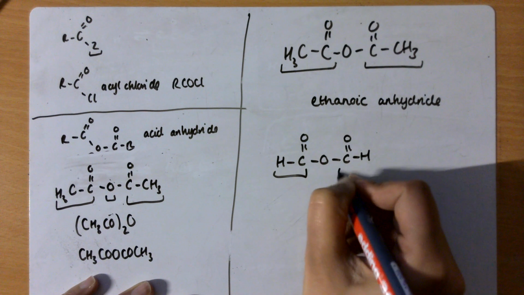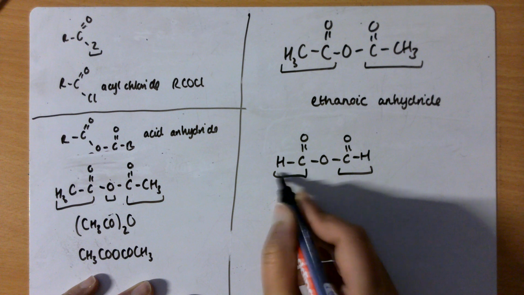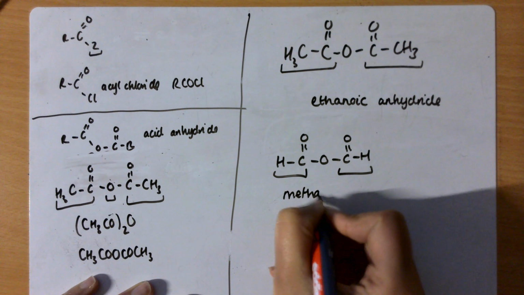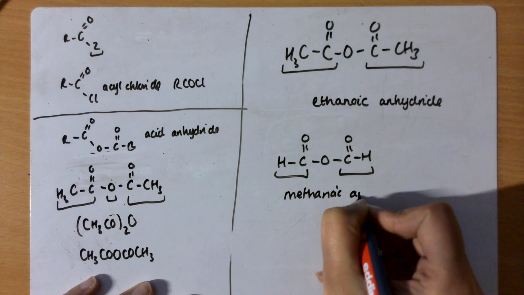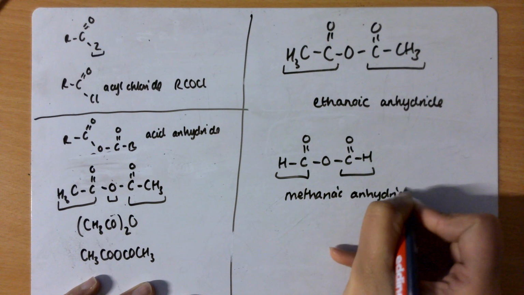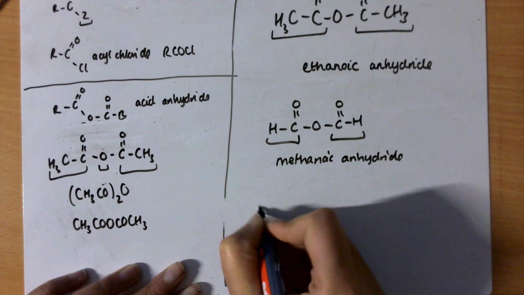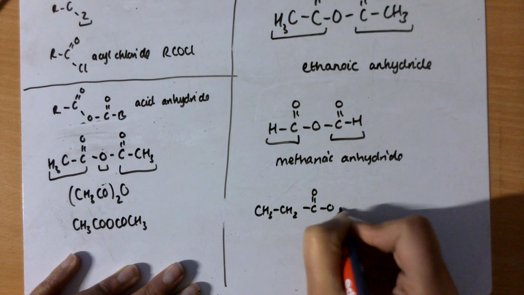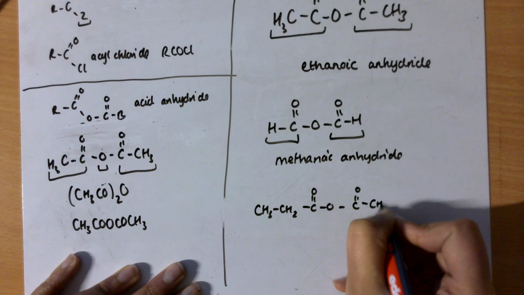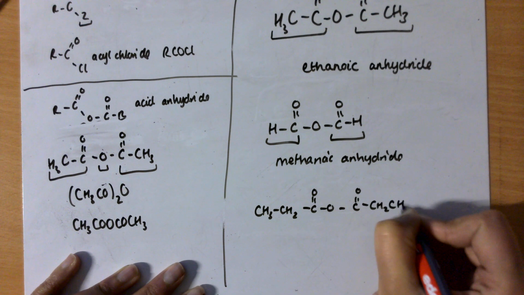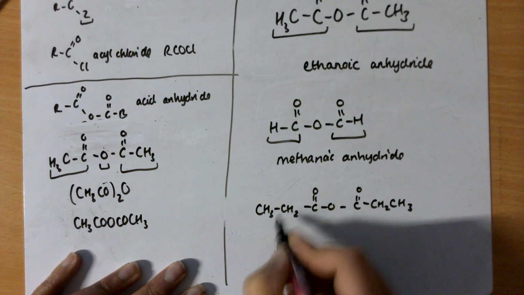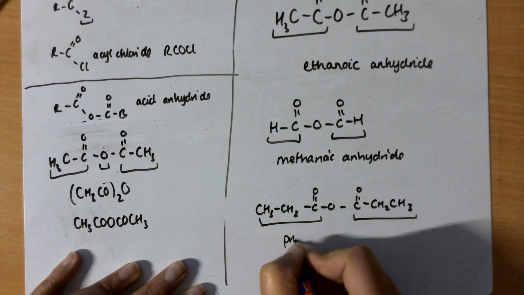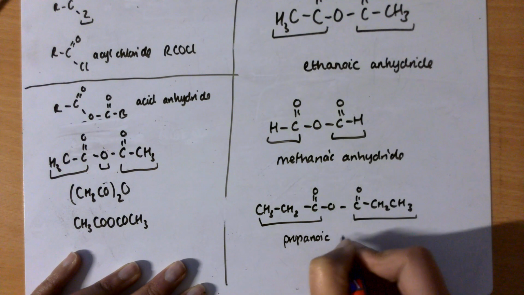I've got one side and one side. My longest carbon chain on either side is just 1. So I've got a methanoic anhydride. I could draw this out. In which case, my longest carbon chain on both sides is 3. So I have a propanoic anhydride.